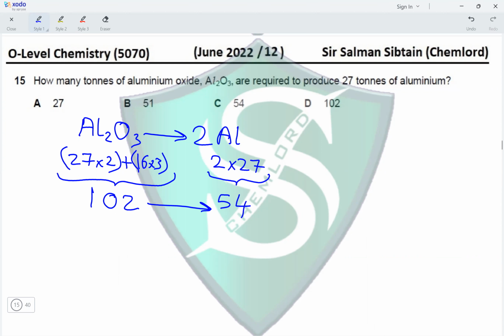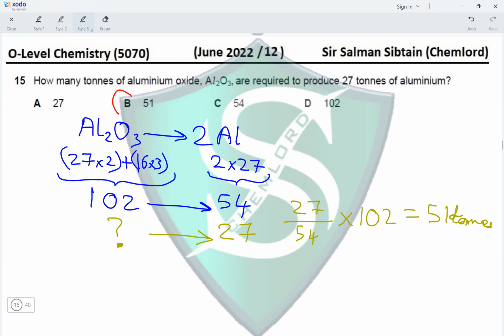So the question has asked us, we need to produce 27 tons of aluminum. So what mass of aluminum oxide would be required? So we will divide 27 by 54 and we would multiply this by 102 and this will give us a value of 51 tons. So the correct option for this question is option B.